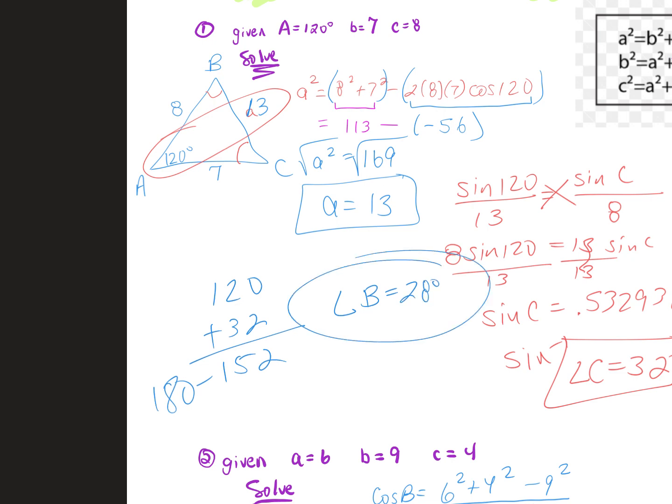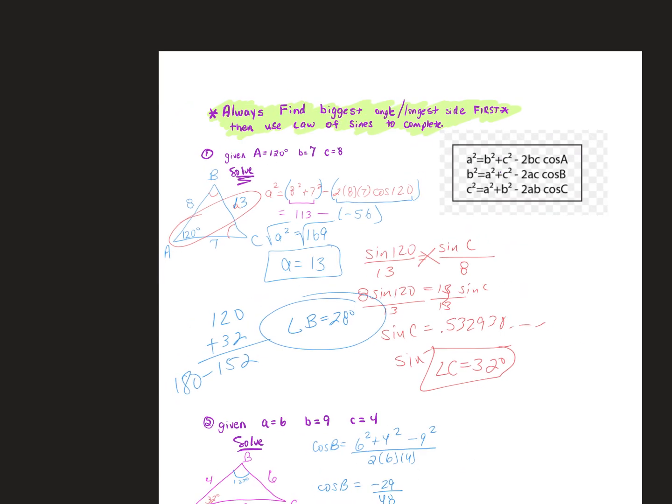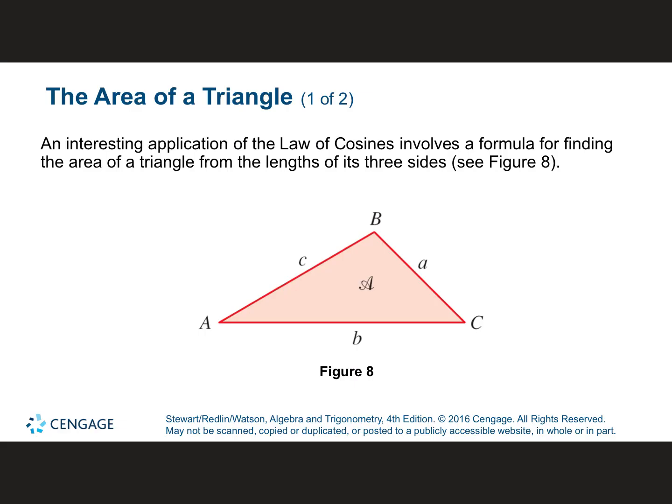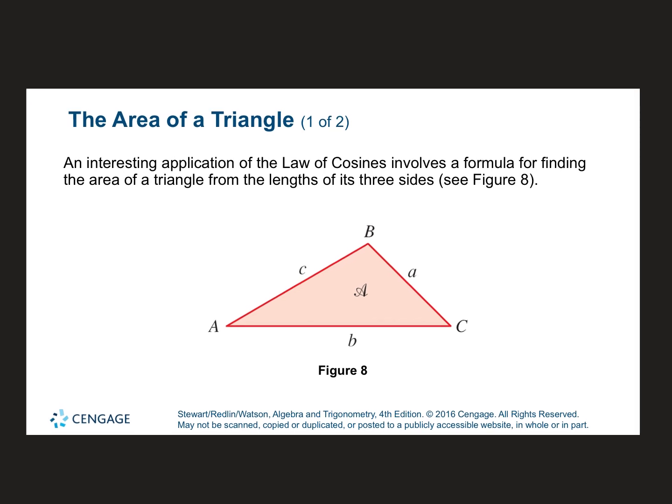Now check. What's the longest side? 13. Is that across from the biggest angle? Yes. Smallest side is 7. Is that across from the smallest angle? Yep. All right, you're good. All right, is this terribly awful? No. Law of cosines, you do not have to check for a second triangle. All right, moving along. We're going to get something really, really hard. So I'm sorry. Just kidding.